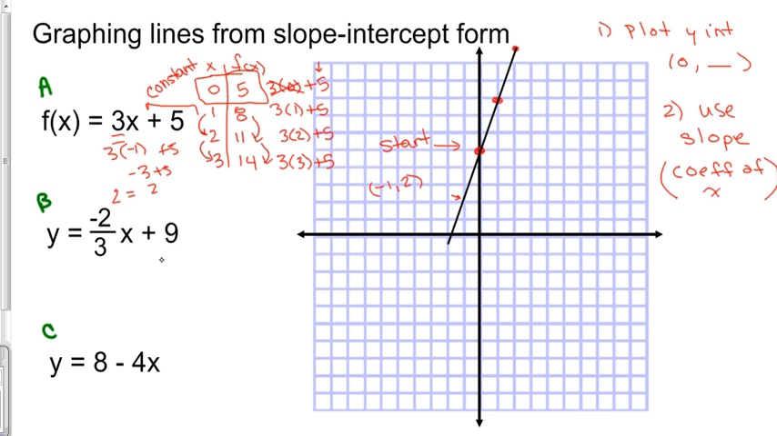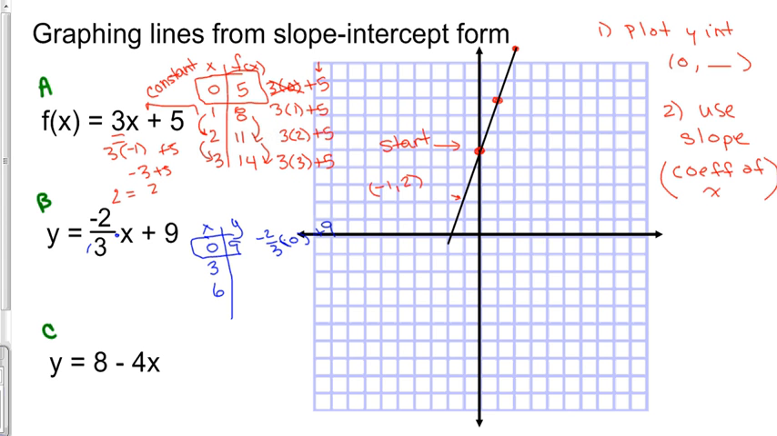So using something slightly more complicated, when I look at this one, if I wanted to, I could go through and I could make a t-chart again, x and y. In this case, since I'm going to multiply every x value by -2/3, I might want to pick values for x that are divisible by 3. So rather than going 0, 1, 2, 3, I might go 0, 3, 6. And when I go through and find those values for y then, I'm going to plug in those values just like I did above, but now I'm multiplying -2/3 times 0 and adding 9. So there's that y-intercept again.